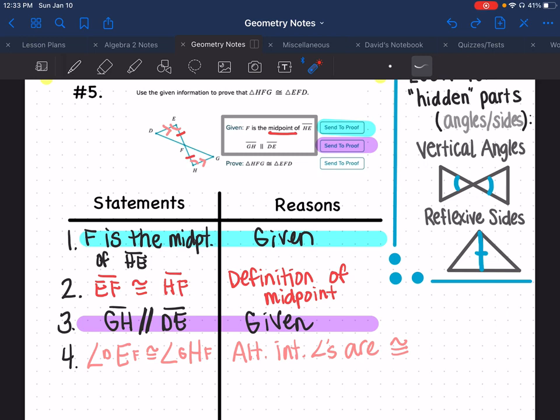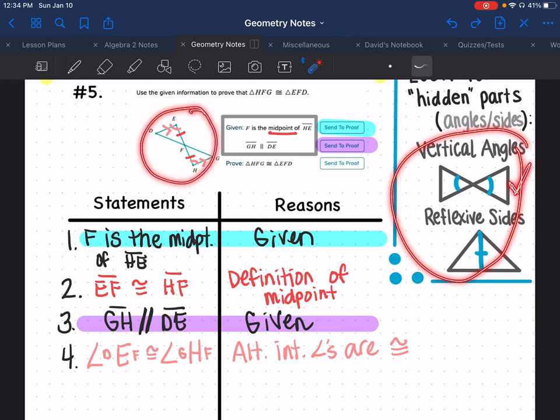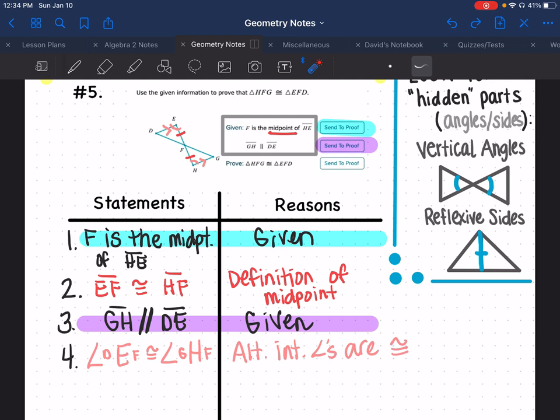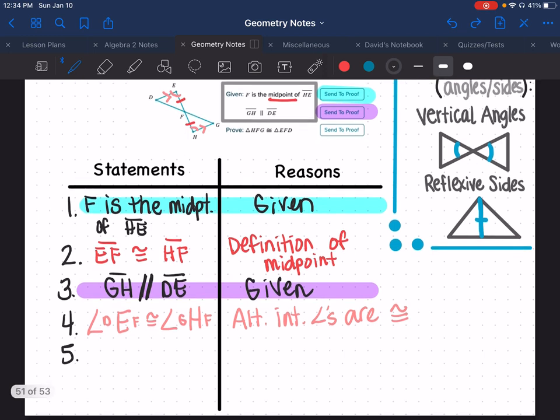Now it's time to look over here. So now we've moved from statement 3 to statement 5. But it's always that statement right before the proof that I've got to find these hidden parts. So I'm looking to see which one my picture looks more like. It looks more like the vertical angles. Once again, they are quite popular. So I'm going to go ahead and say that the two angles there at F are congruent to one another. So statement number 5 is my hidden parts statement.